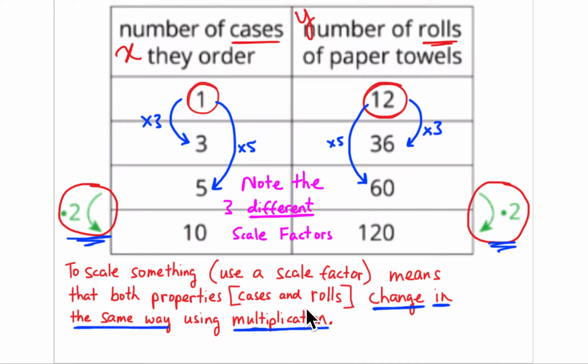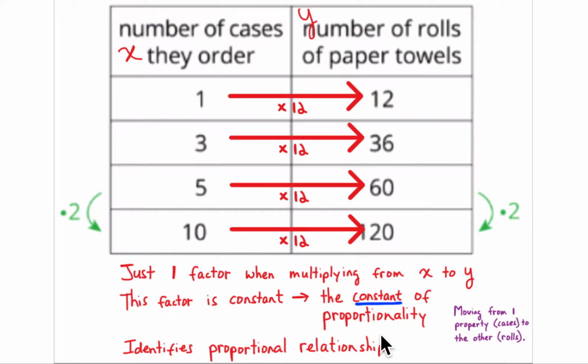To scale something means to change both properties. You're going to change both the number of cases, you multiply that by the scale factor, and the second property is the number of rows, you multiply that by the scale factor. So they change in the same way.